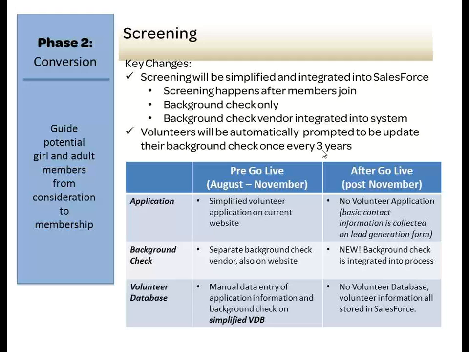And then finally, in terms of the volunteer database, before we go live, there will still be some data entry of application and background information into a VDB. It should be a simplified VDB, but it will still be there. When I say simplified, meaning it probably won't have as many columns as it has today. After we go live and after a couple of months of making sure all of the data is passing back and forth accurately, that volunteer database should no longer be needed because all that volunteer information is stored in Salesforce. And I know that if I could see your pom-poms waving now, they'd be waving.